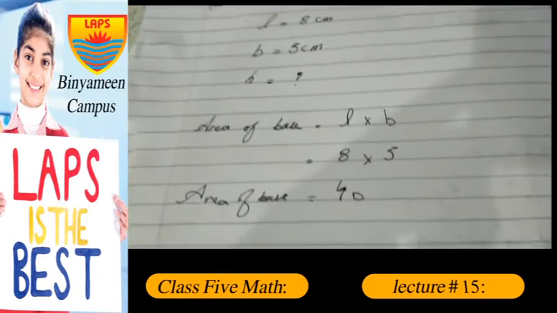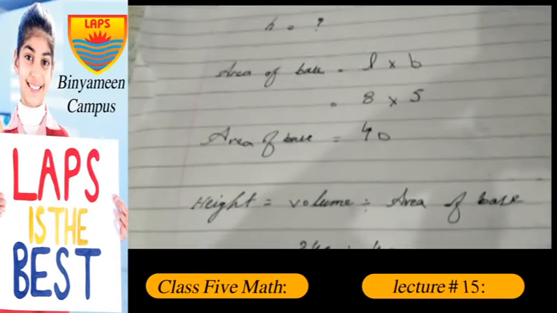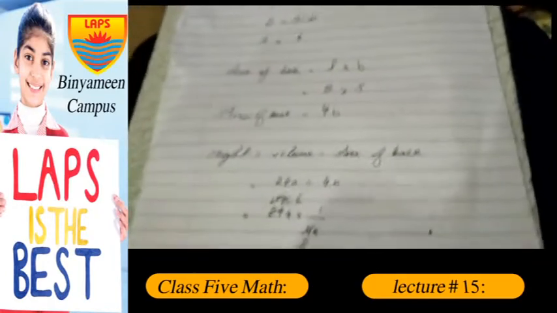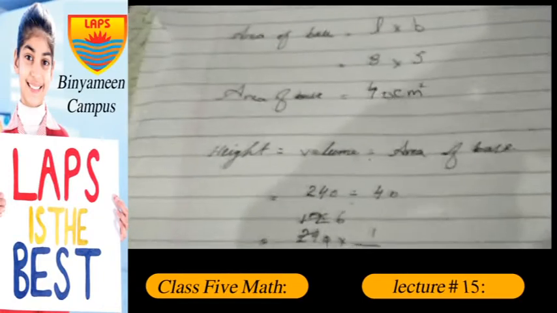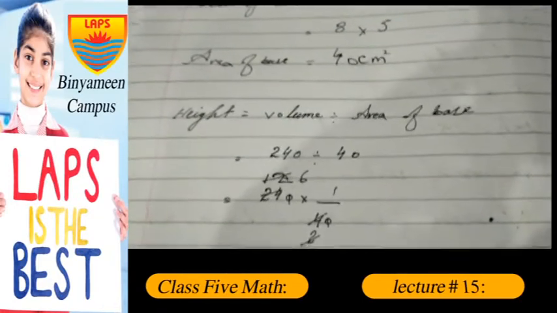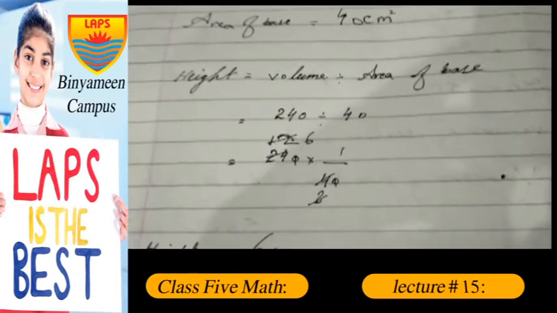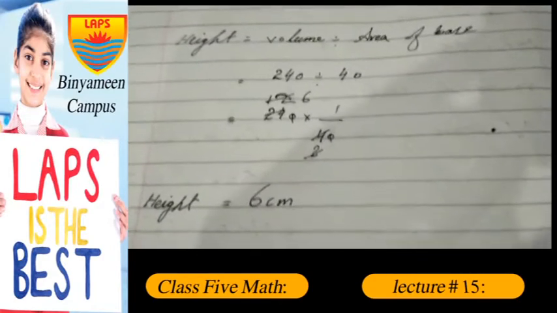Area of base is length multiplied by breadth, 8 multiplied by 5, we got 40 centimeter square. Now find the height. Height is equal to volume divided by area of base, 240 divided by 40. Now we got the answer: 6 centimeter.